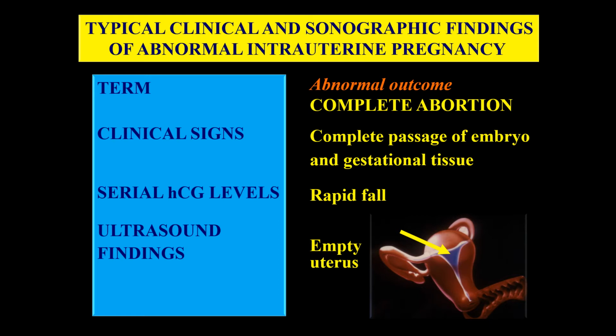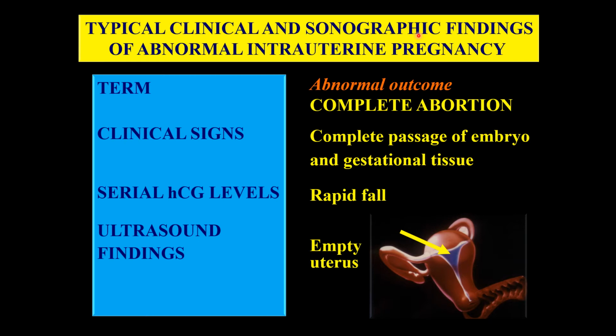Then is complete abortion, but first the typical clinical and sonographic findings of abnormal intrauterine pregnancy. Before we go to it, let's discuss what is the meaning of intrauterine pregnancy. The intrauterine pregnancy is defined as a gestational sac that contains either a yolk sac or a fetal pole.